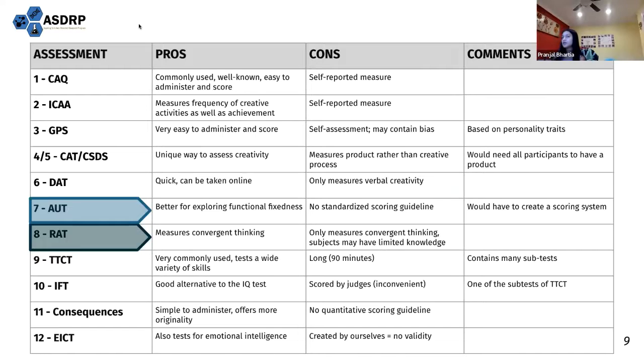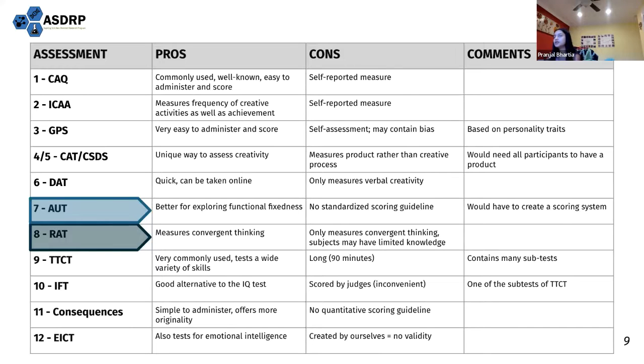Now to assess the pros and cons of each test, first we'll start with the CAQ and ICAA. These are the tests where you are measuring achievement in different domains. The pro of these tests is that they're very commonly used, they're backed by a lot of research, and they're very easy to administer and score.